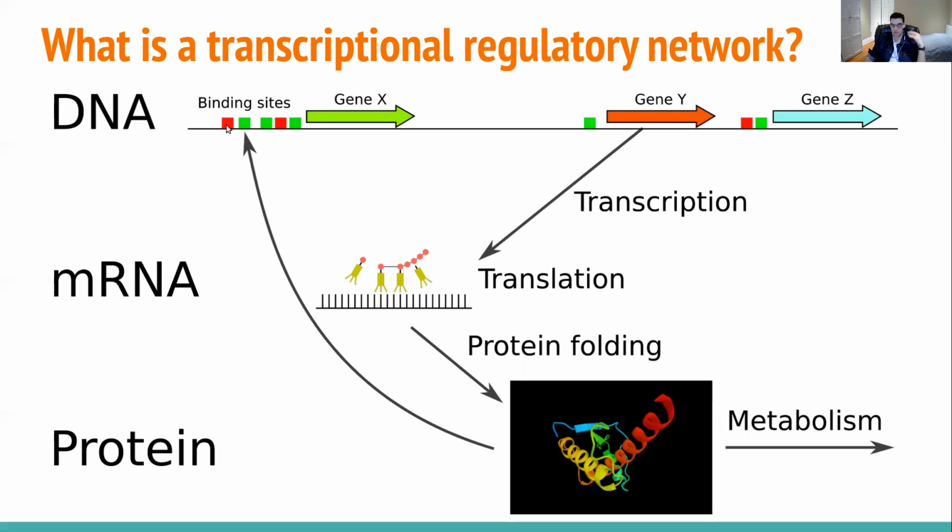And red ones, let's say, would be decreasing the expression of gene X. So this way we can say, okay, there is an activation link between gene Y and gene X, and with links like this, we can build a bigger network. And so this is the introduction to TRNs, transcriptional regulatory networks.